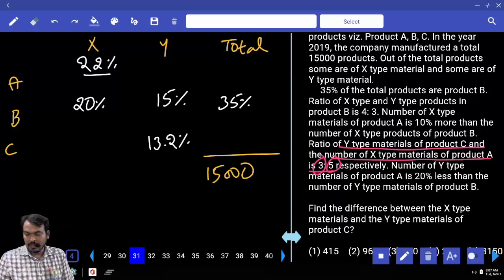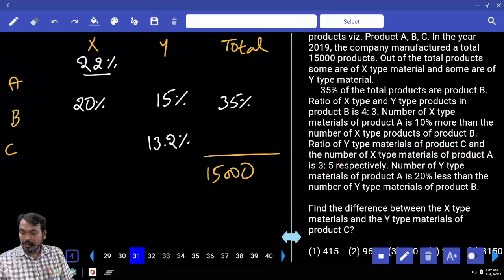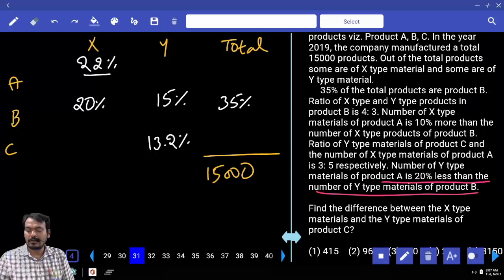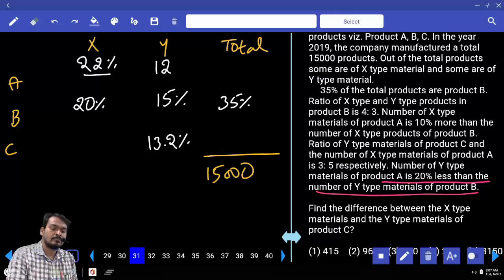Next, and one more. The number of Y type metals of product A is 20% less than the Y type metals of product B. What is the product B Y value? 15. 20% means 20% of 15. 3. 15 minus 3, 12, or not? Okay. Product A Y value is 12%. What is the A total value?